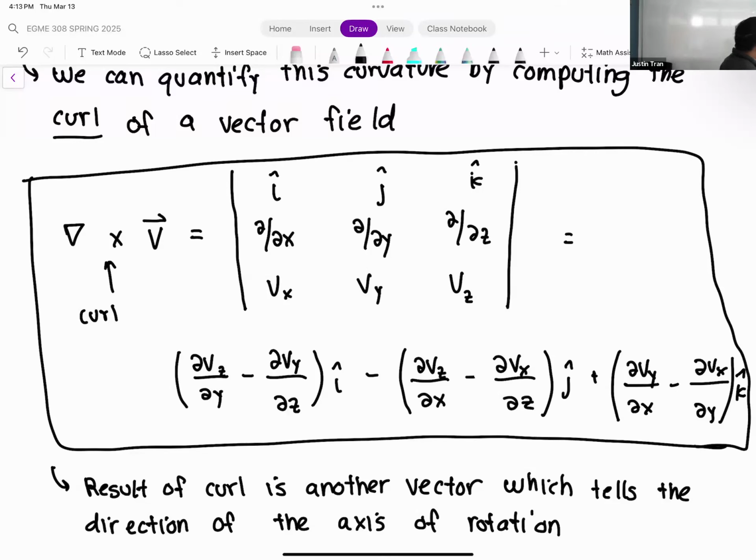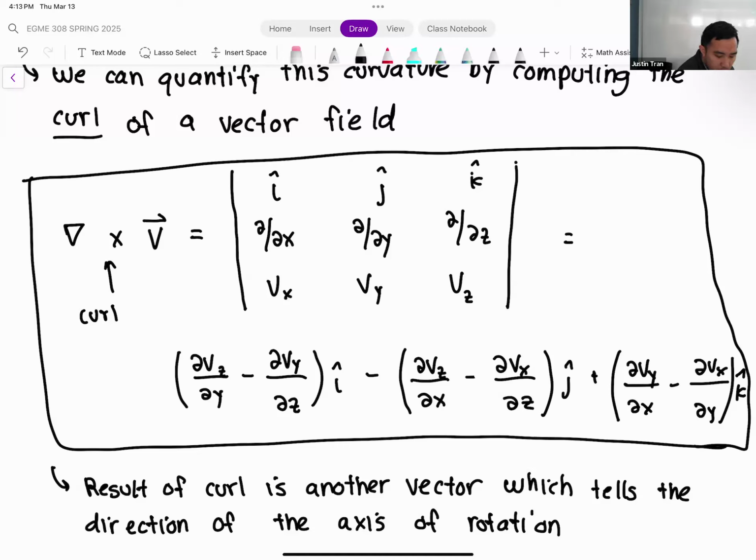So I think this is most obvious if you take the curl in 2 dimensions. If you take the curl in 2 dimensions, then your curl is going to point in the z direction. And that makes sense because if your flow is 2-dimensional, you can only rotate around the z axis.